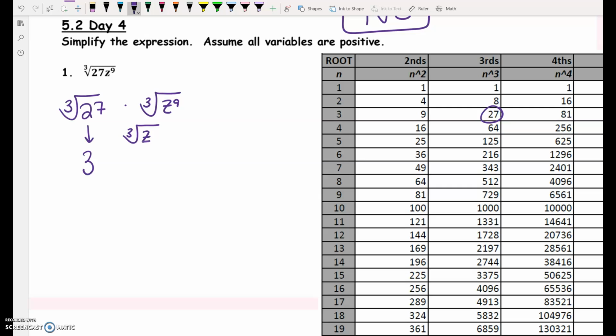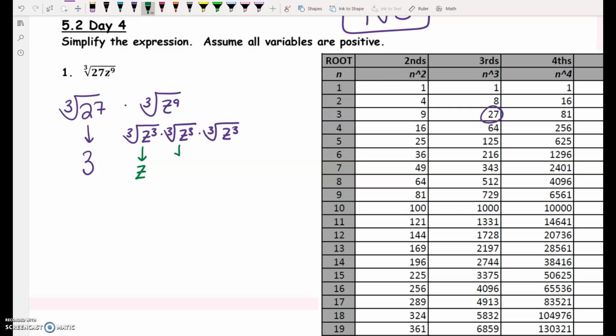Third root of z to the third times the third root of z to the third times the third root of z to the third. Okay, 3, 6, 9. Do you all see that there are 9 factors of z underneath the radical? I took those 9 factors of z and split it into 3 groups of 3. Each one of these, what is the third root of z to the third? The third root and the exponent of 3 will cancel each other out, leaving you with just z.